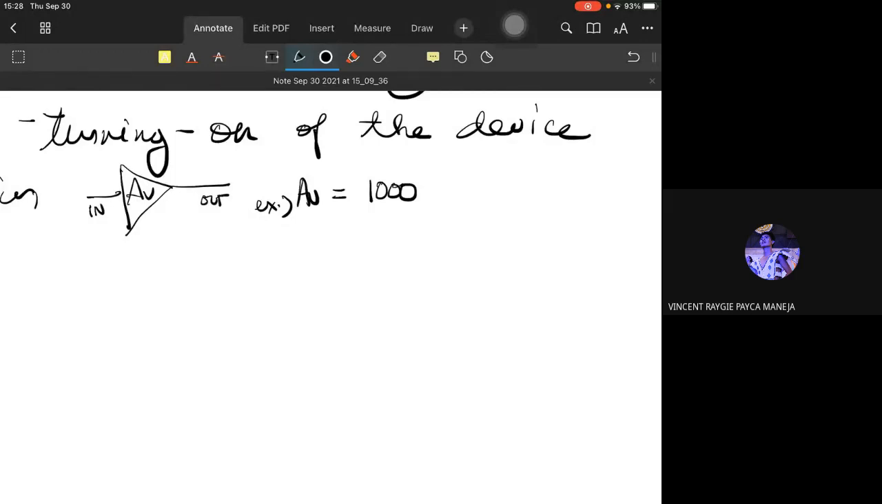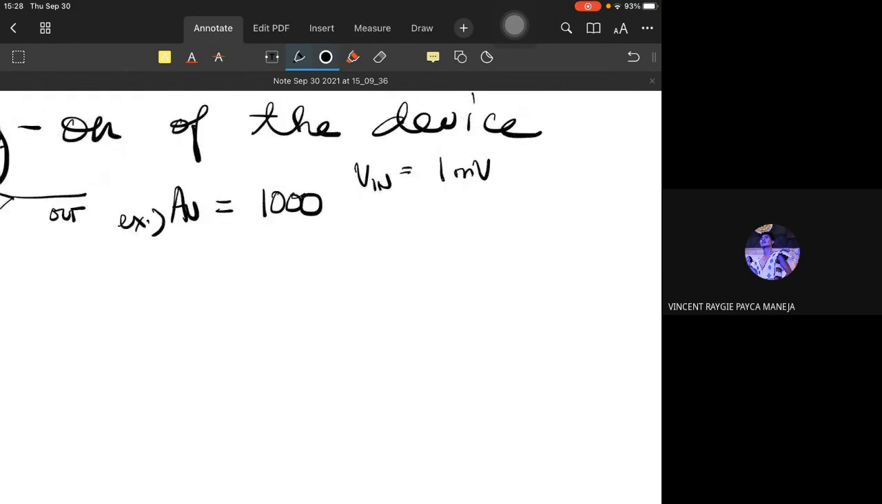Let's say our input voltage is 1 millivolt, a commonly occurring amount of voltage if we're talking about sensors. Sensors are in that range of input voltage. So our output would be 1 times 1,000 millivolts. 1 millivolt times 1,000 would be 1 volt. I think that's understandable. If the gain is 200, then it's 200 millivolts, and so on and so forth.